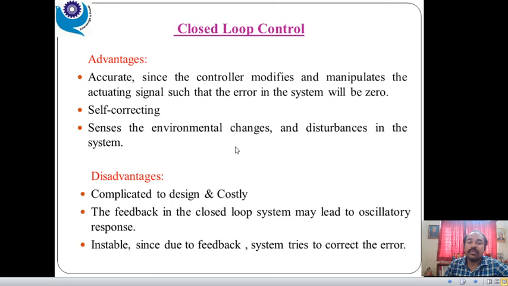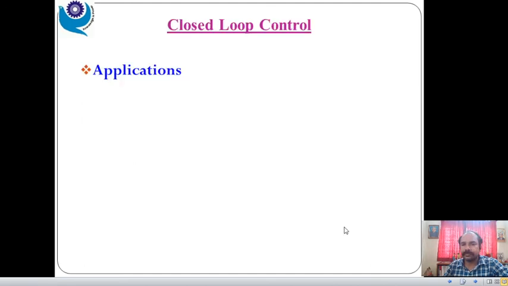Disadvantages: complicated to design and costly. Actually it is somewhat costly, because additional circuitry is required over here. The feedback in the closed loop system may lead to oscillatory response. If there is continuous feedback, then obviously there is an oscillatory response. And the last one, unstable. Continuously it is monitoring, that's why it is somewhat unstable, since due to feedback the system tries to correct the error. Continuously it is in the process of correcting the system.